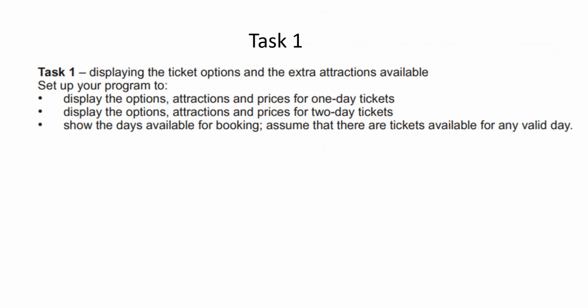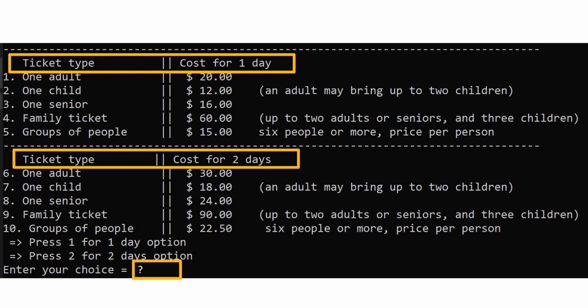Task 1: display the options, attractions and prices for 1-day tickets. Display the options, attractions and prices for 2-day tickets. Show the days available for booking. Assume that there are tickets available for any valid day.